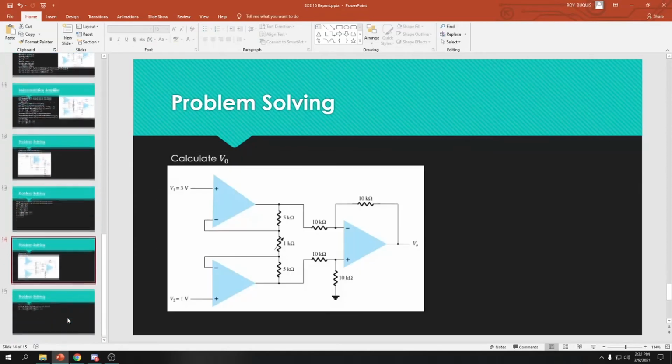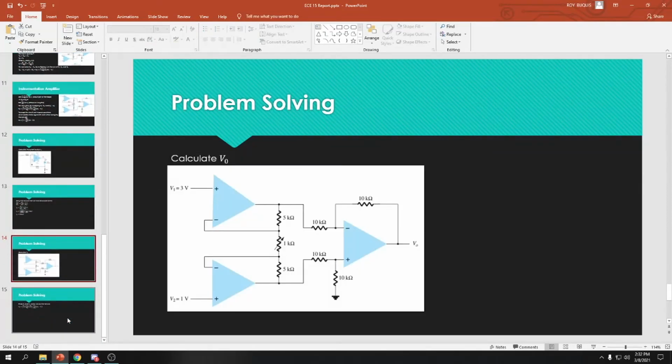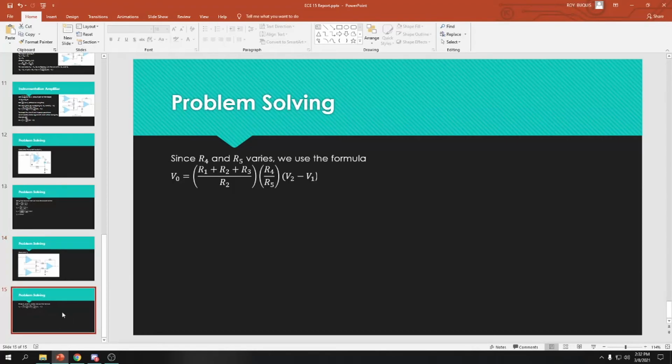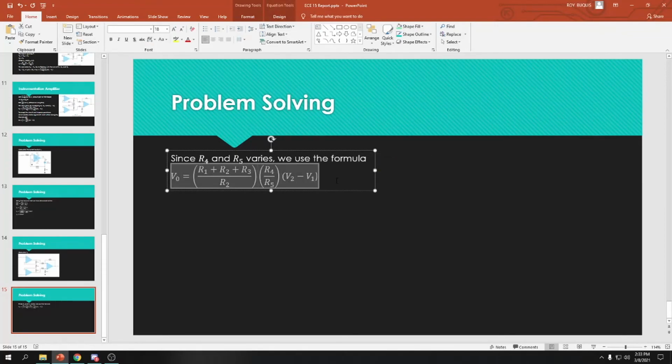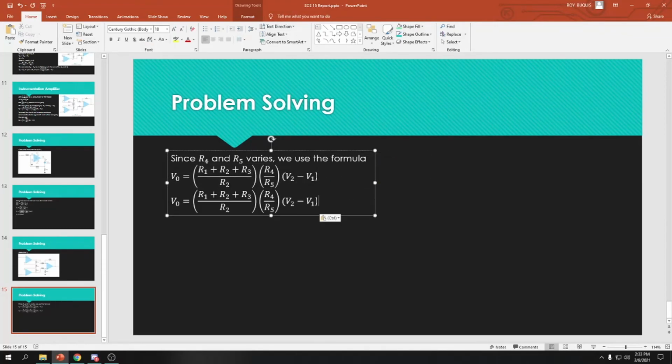The second problem is an instrumentation amplifier. We are given a circuit and we are asked to solve for VO. So using the formula, since R4 and R5 vary, we use the formula VO is equal to R1 plus R2 plus R3 divided by R2 times R4 over R5 times V2 minus V1. So by substituting all the values, we can actually get VO.